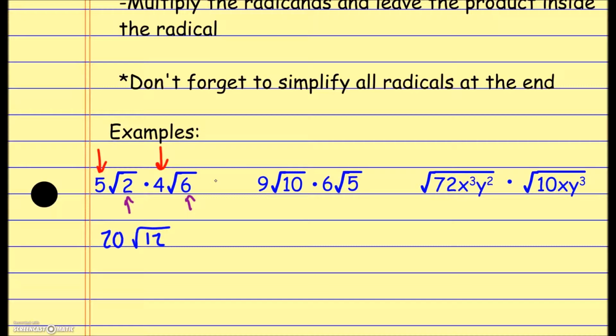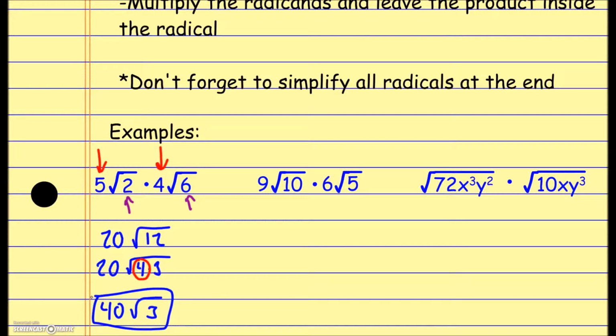But now the last thing I do here is try to simplify this a little bit. I don't want to leave that as the square root of 12, because the square root of 12 I can break down into a 4 times 3. I'm breaking this down to perfect squares. The square root of 4 is a 2. It goes to the outside and it multiplies. That gives me a 40. And then the 3 is still trapped. So it's 40 square root of 3.